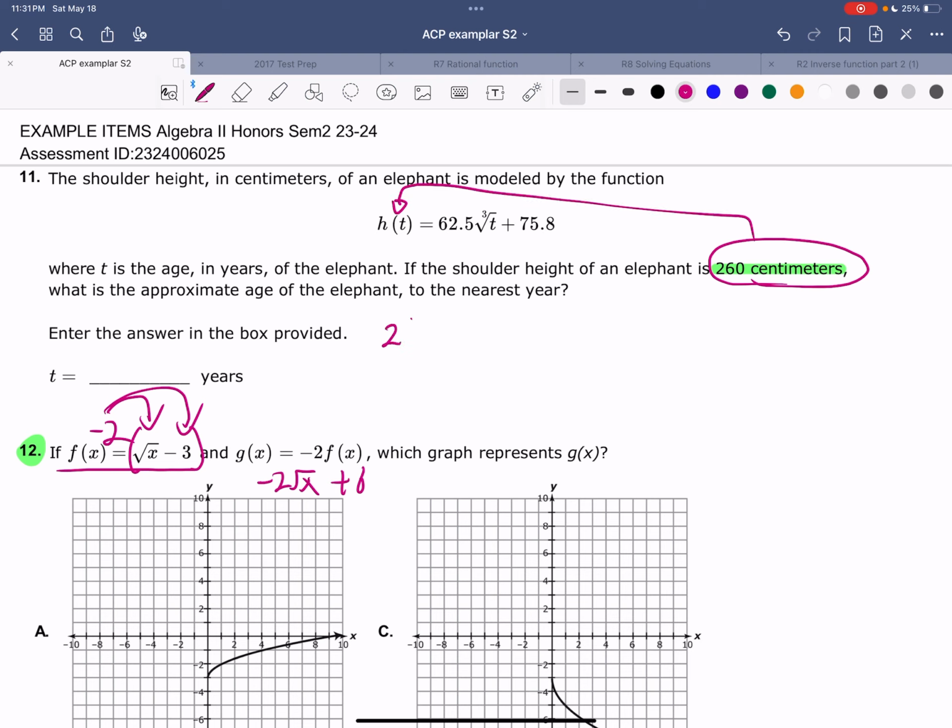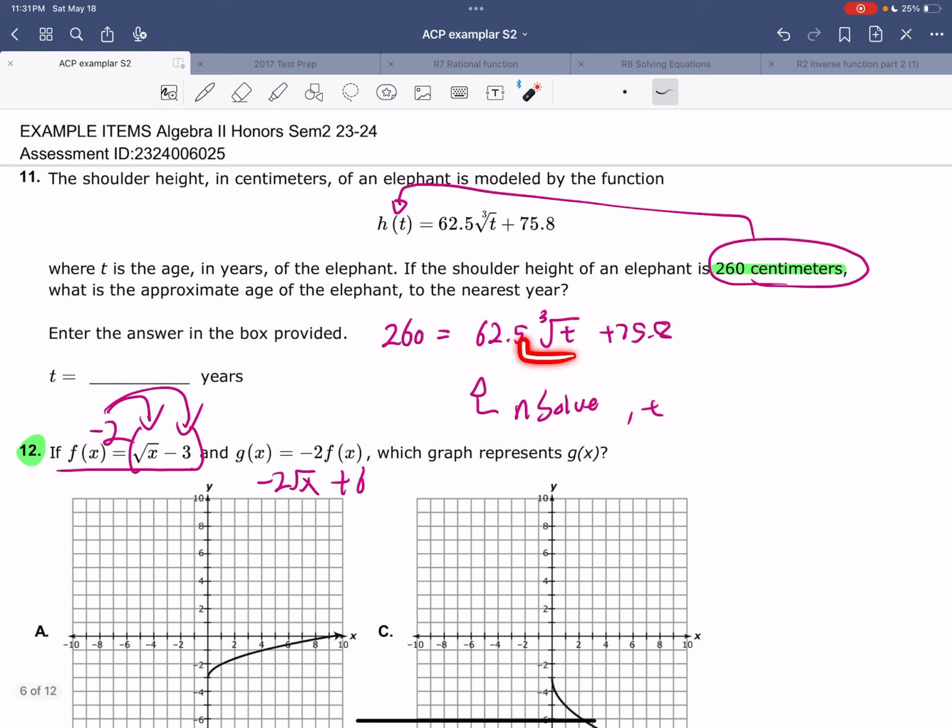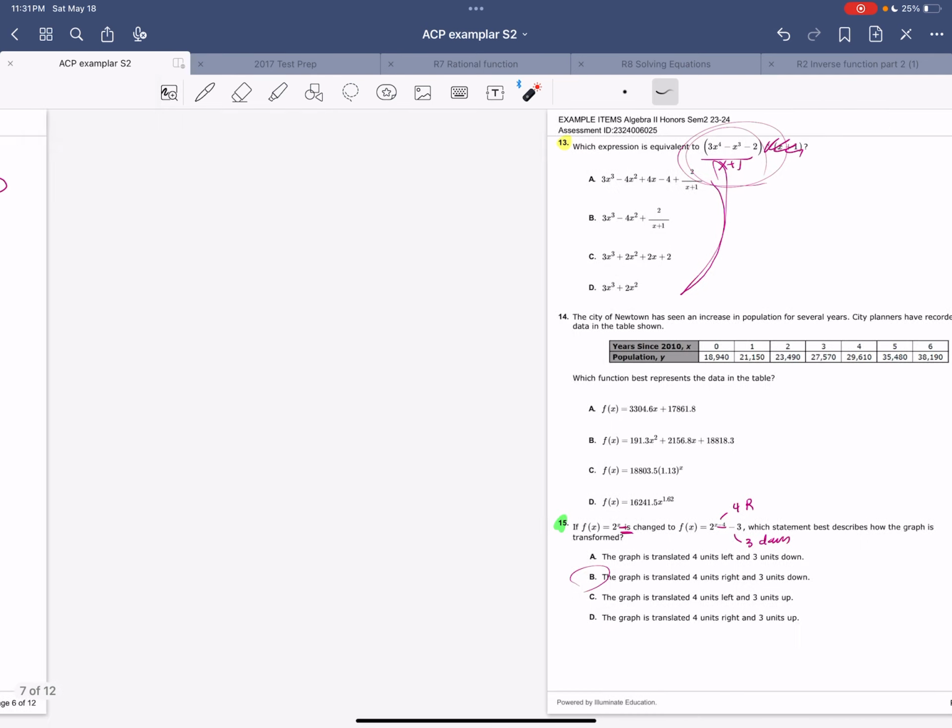So it's going to be 260 is equal to 62.5 cube root of t plus 75.8. And then you're going to use solve. And then this one, since you use t, you got to put comma t. Just be careful. Do you see this cube root? It's not the third power. You got to find it from right next to x. Or you have to know where to find it in the calculator, okay? So be careful with that.